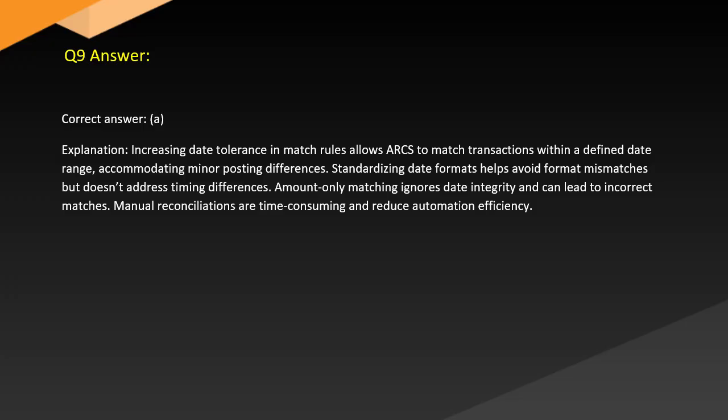Answer. Correct answer: A. Explanation. Increasing date tolerance in match rules allows ARCS to match transactions within a defined date range, accommodating minor posting differences. Standardizing date formats helps avoid format mismatches but doesn't address timing differences. Amount-only matching ignores date integrity and can lead to incorrect matches. Manual reconciliations are time-consuming and reduce automation efficiency.